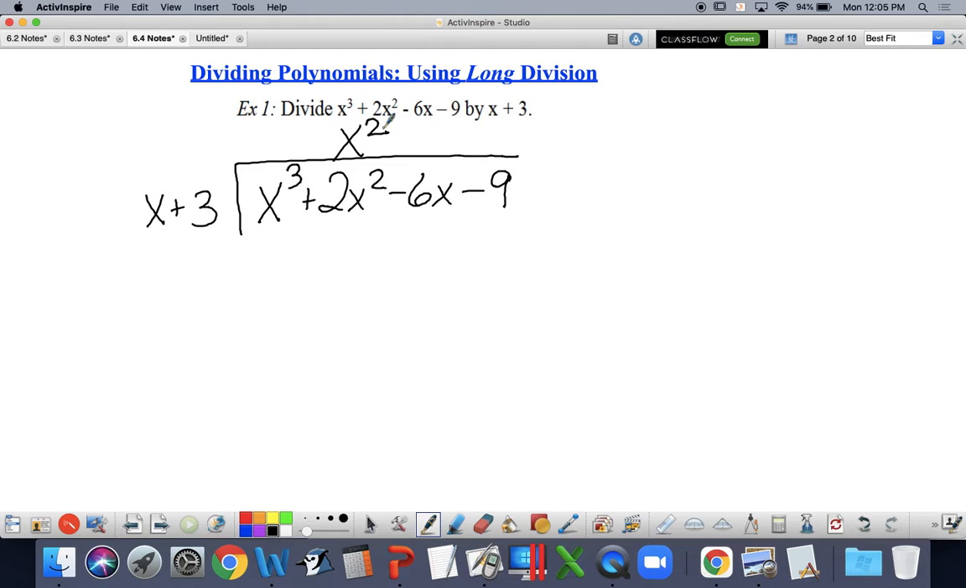I multiply my x squared. Now when I do this, I have to multiply both parts. So I get x squared times x, x cubed, x squared times 3, plus 3x squared. Questions so far? All right. Now, what did we do when we did long division? Did we add these? No, we need to subtract them. So when I subtract, I need to change my signs to be the opposite of what they are right now.